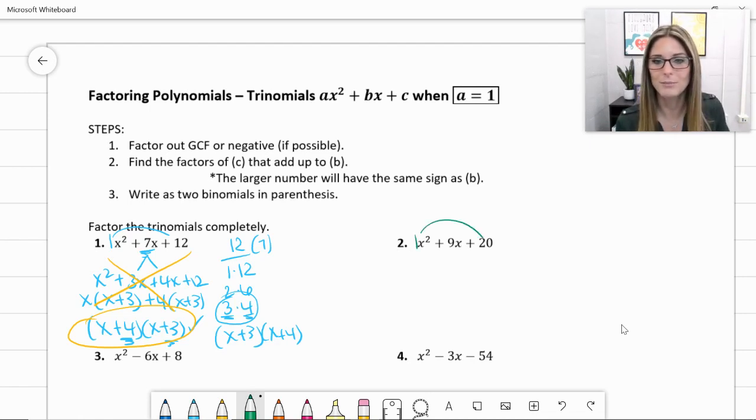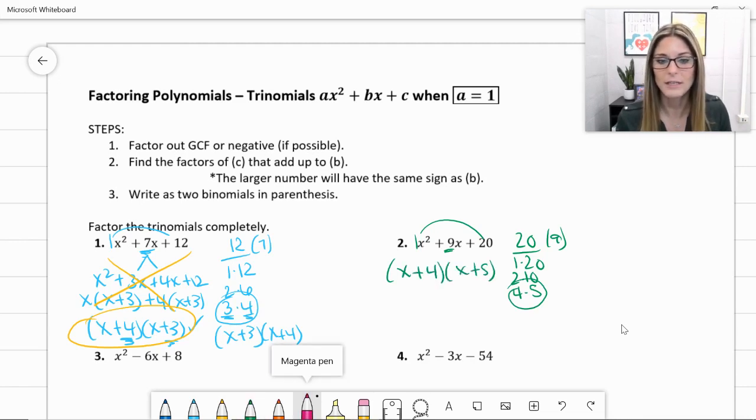If you really want to, you could multiply 1 times 20, but that's still 20. And I want the factors of 20 that are going to add up to 9. And this is just my scratch work over here. We've got 1 times 20, 2 times 10, 4 times 5, and I think that covers it. So which ones would add up to 9? A 4 and a 5. So I can just throw it in, x plus 4 times x plus 5.